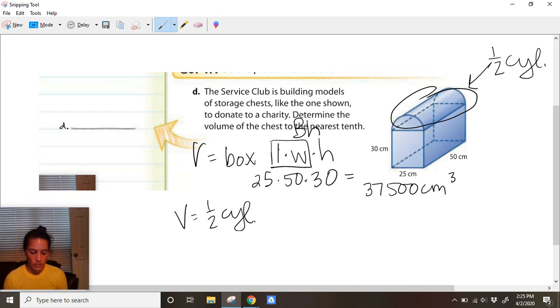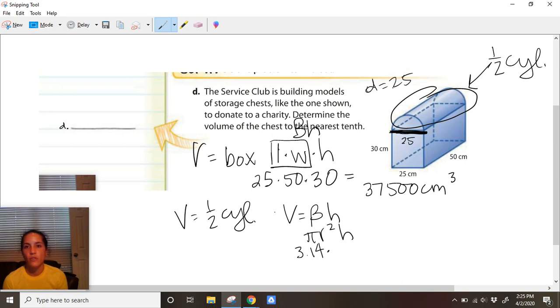Now let's do the half cylinder. The volume of a cylinder is capital B times H, pi r squared h, with 3.14. What is the radius? Tell me what this length is right here. Anybody know that length? That is 25, so the diameter is 25, which means the radius is 12.5.